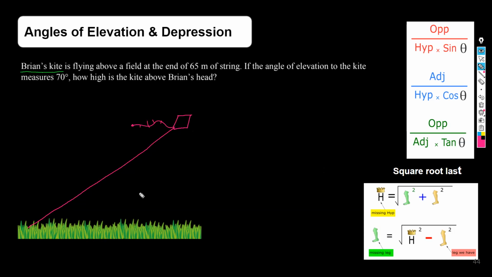All right, so according to this, Brian's kite is flying above the field at the end of a 65-meter string. Now, obviously, we draw a line going down here and we get a right angle triangle: back the pink, the yellow, and back to Brian. Brian is supposed to be around here. Which one is supposed to be the 65? Is the 65 meters going here, or is the 65 meters the pink line? A lot of students mix this up.